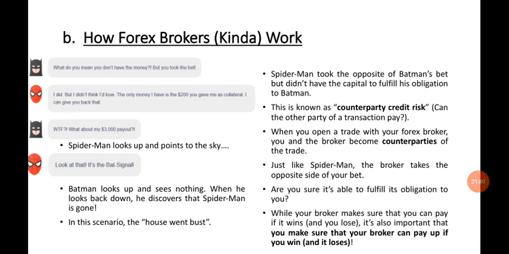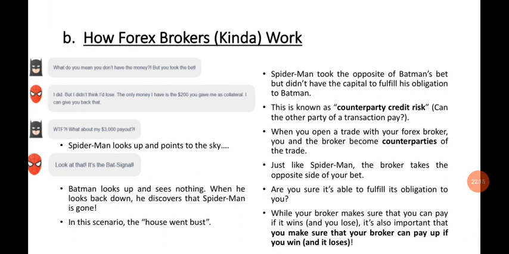In this scenario, the house went bust. Spider-Man took the opposite side of Batman's bet, but didn't have the capital to fulfill his obligation to Batman. This is known as counterparty credit risk. Can the other party of a transaction pay? When you open a trade with a forex broker, you and the broker become counterparties of the trade. Just like Spider-Man, the broker takes the opposite side of your bet. Are you sure it's able to fulfill its obligation to you?